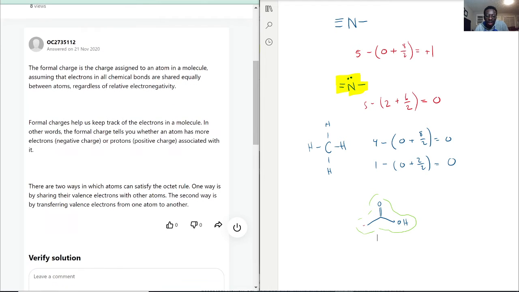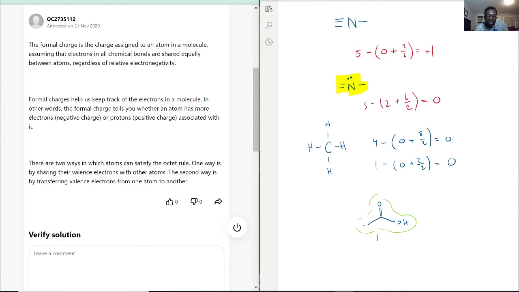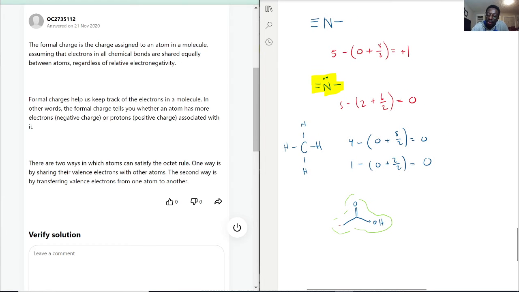Formal charges help us keep track of the electrons in the molecule, and there are two ways in which atoms can satisfy the octet rule. One way is by sharing their valence electrons with other atoms. The second is by transferring valence electrons from one atom to the other. The point, though, is that you want to satisfy the octet rule, and then you check formal charges. One that I can think of off the top of my head, from a previous question actually, I'll just draw it here, was dinitrogen oxide.